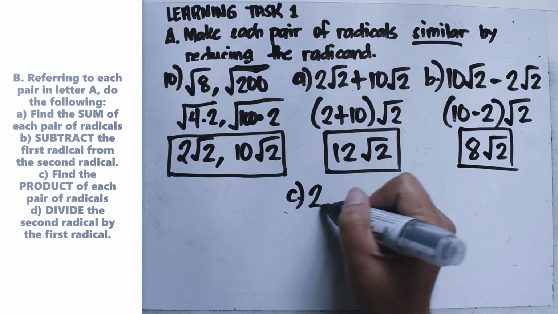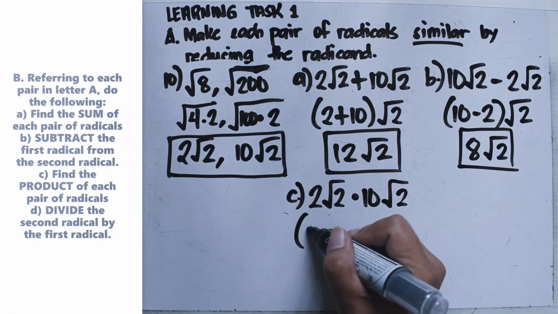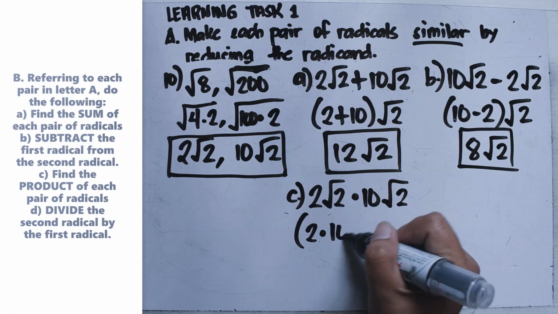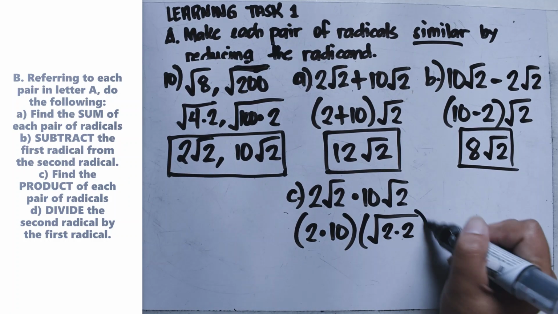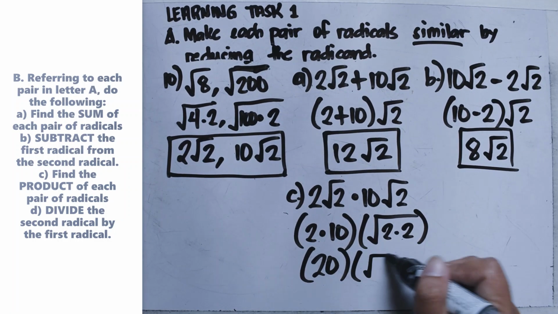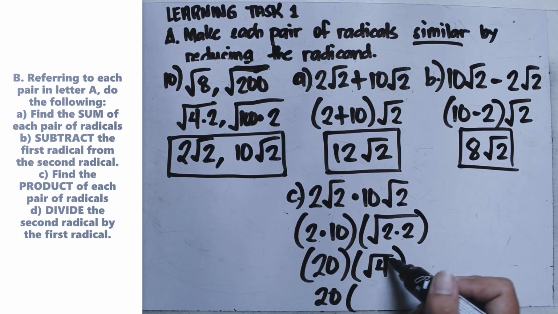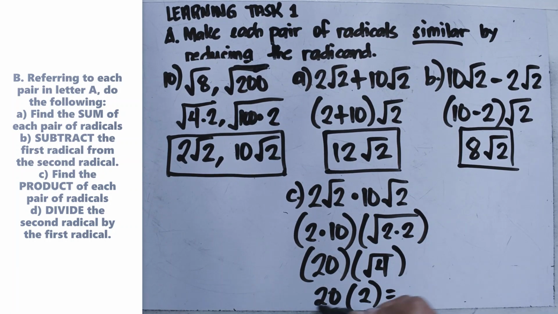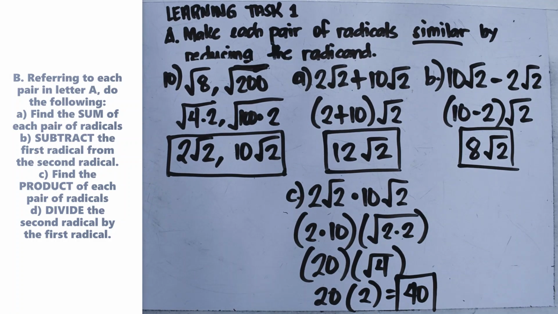So, letter C na tayo. Find the product. So, we have 2 square root of 2 times 10 square root of 2. So, multiply the numerical coefficient. So, we have 2 times 10. Copy the same index dun sa ating radicals and then multiply the radicands. So, we have 2 times 10 is 20 and then multiply 2 times 2 is 4. So, 20 just copy. And then, what is the square root of 4? Syempre, 2. And 2 times 20 is 40. So, ito na po yung final answer natin sa letter C.